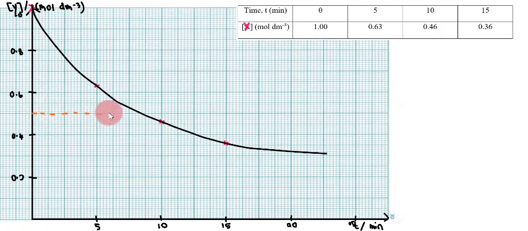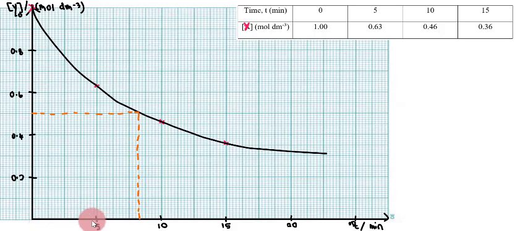Okay, kita tarik graph ni sampailah dia kena dekat our curve. Okay, and then kita tarik ke bawah. Okay, so kita tengok berapa masa yang diperuntukkan untuk the first half-life. Okay, so dekat sini adalah 5 minit.